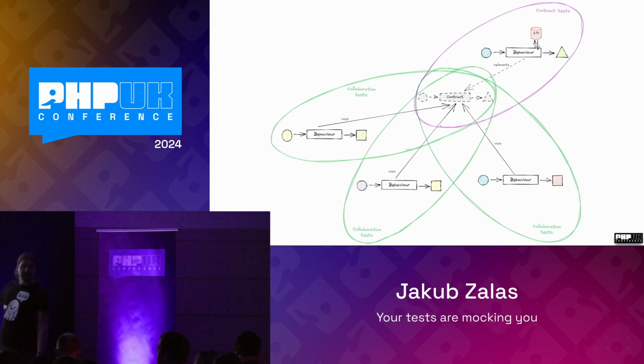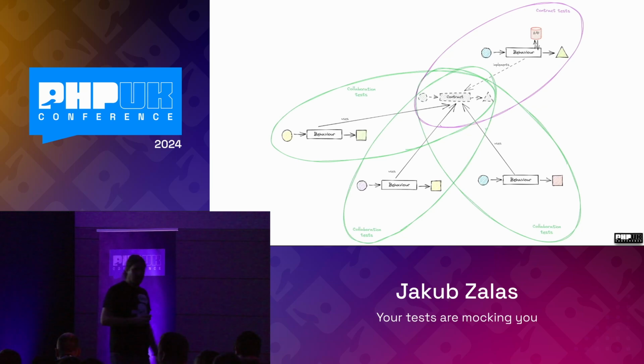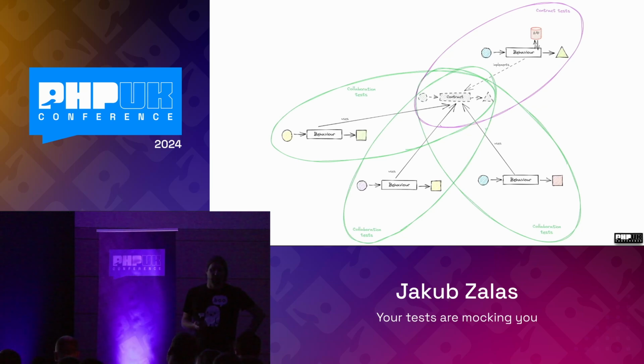You prove that your test doubles work as the implementation of those test doubles, so that you can rely on your test doubles in the collaboration test. You don't have to actually hit the database, if that makes sense.